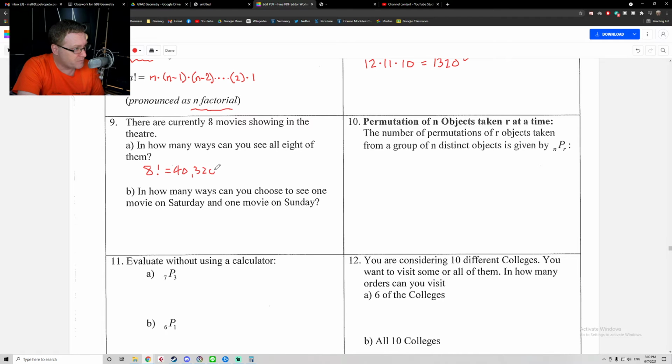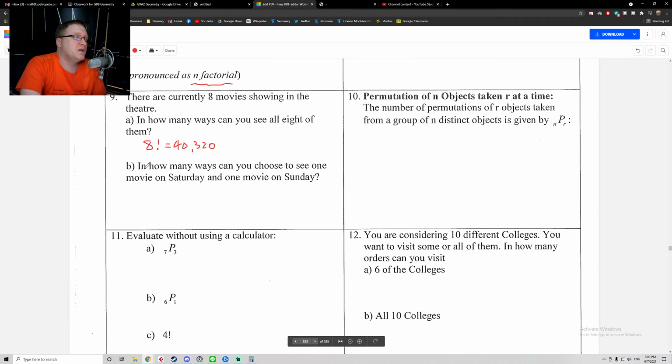it becomes 40,320. Okay. And then this one says, in how many ways can you choose to see one movie on Saturday and one movie on Sunday?